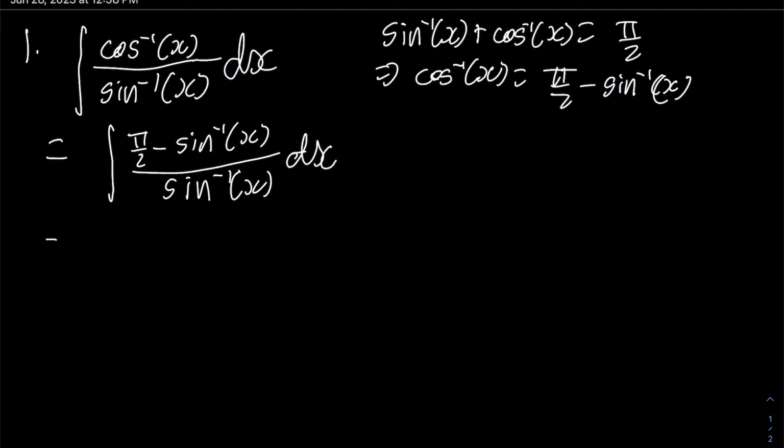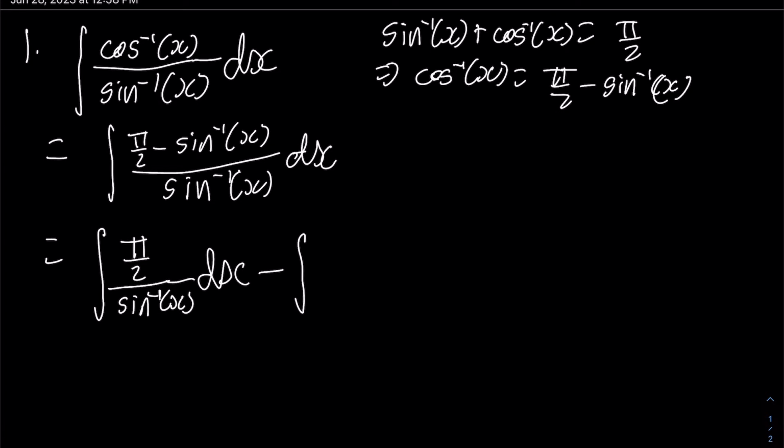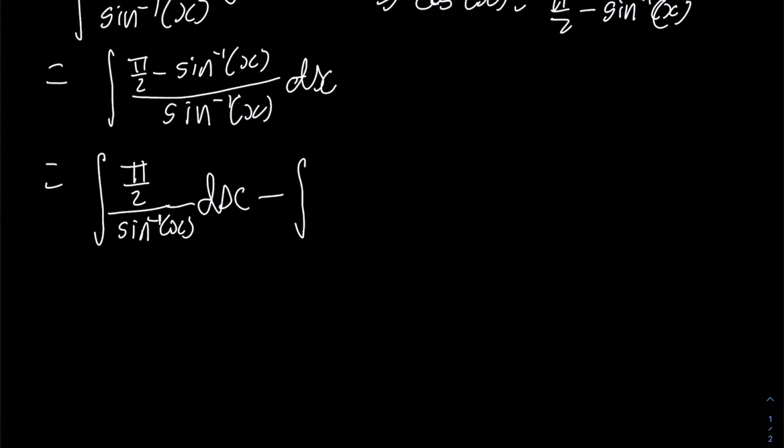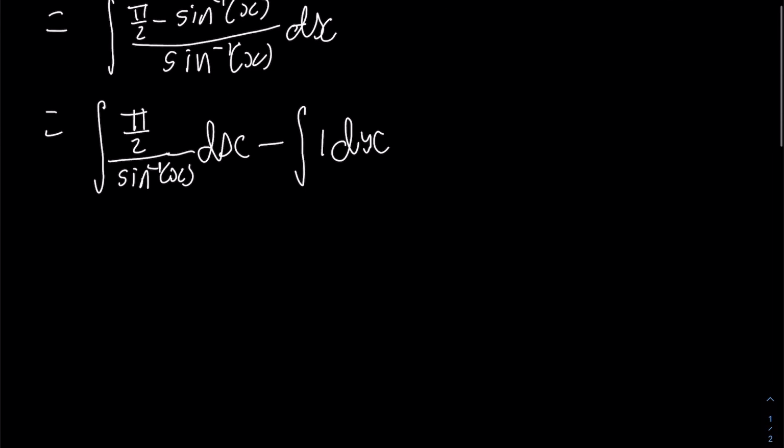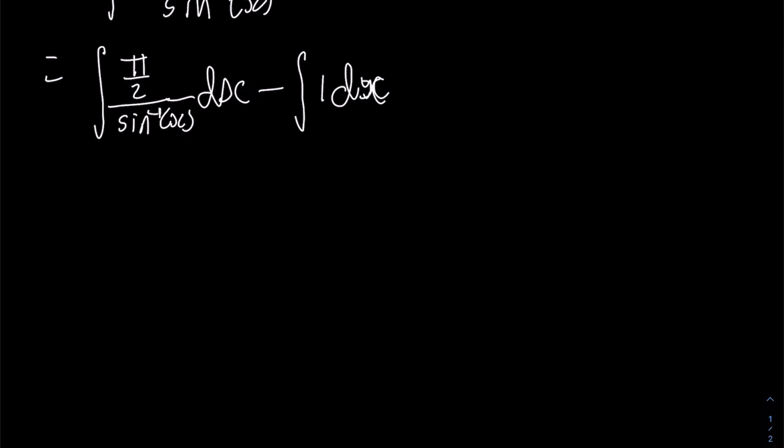So let's do that. So we have the integral of pi over 2 over the inverse sine of x dx minus the integral of, and then the inverse sine of x over the inverse sine of x, that is just 1. So we then have the integral of 1 dx. So we know how to solve this. So that's pretty easy. So let's look at the first one. How do we do that? Well, first thing we can do, we can take the pi over 2 constant out. That's pi over 2. So this is just going to be focusing on this integral, because we know that this part right here is going to evaluate to x.